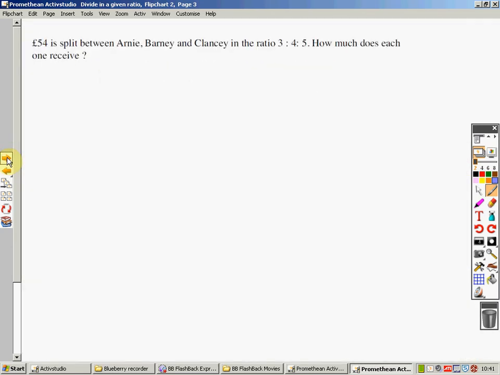Another question for you. £54. Off you go. Press pause. Welcome back. I nearly did that question for you without giving you a chance. So £54 is split. There's a split bit, the important bit, and in the ratio. So you should have identified, well, you knew it was anyway, didn't you really? Dividing in the given ratio question.